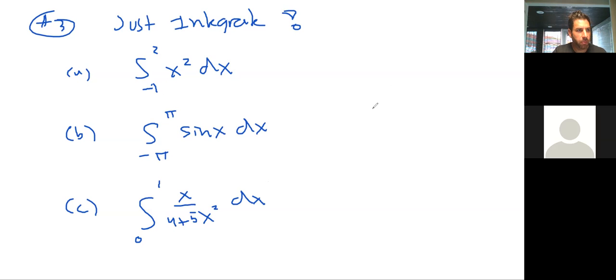For example, if you look at part B, if I draw an XY axis, what does the sine look like from negative pi to pi? Well, it's 0, goes up to 1 at pi over 2 and then comes down, and then it's like this. So what answer should you expect? Well, this is what I'm trying to get you to think about.